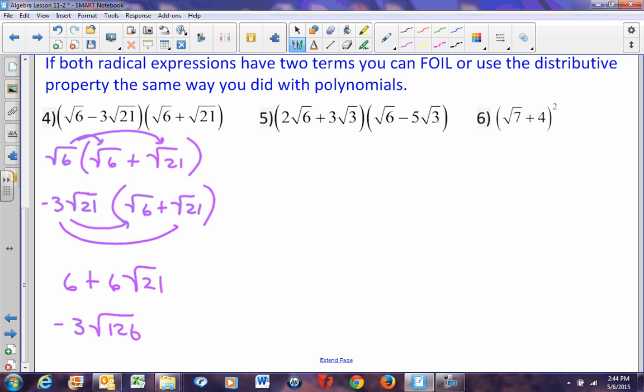And then negative 3, right, and then we're going to get negative 3 times the square root of 21 times the square root of 21. The square root of 21 times the square root of 21 is 21. 21 times 3 is negative 63. So now I have to combine all of these: 6 plus 6 square roots of 21 minus 3 square roots of 126 minus 63.